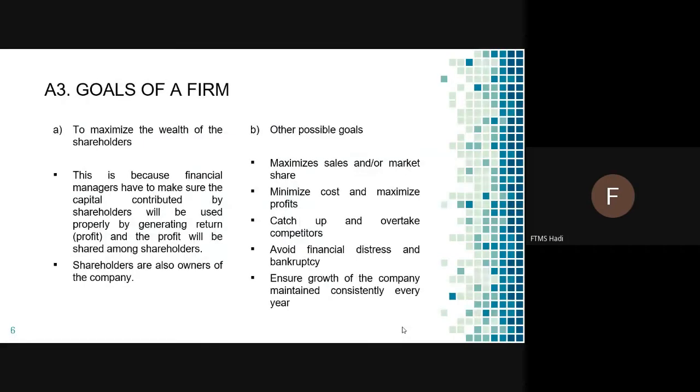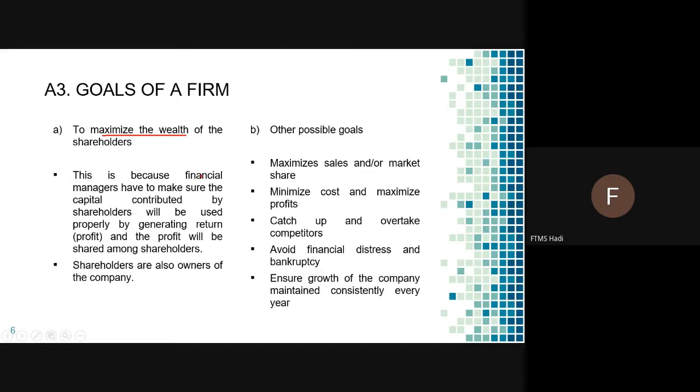Alright, goal of a firm: to maximize the wealth of the shareholders. This is the main goal. So I will explain why maximizing the wealth of the shareholders is the most important thing. Some people might say that it is to maximize profit. I'm not saying it is a wrong answer, but you need to prioritize which one. So maximizing the wealth is the most important thing and is the main goal of a firm.